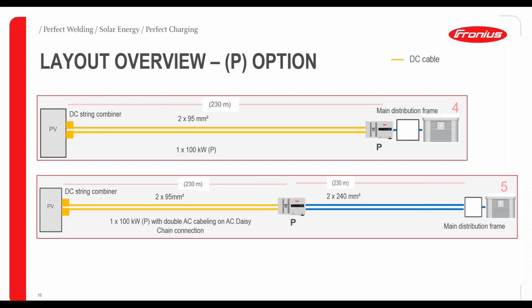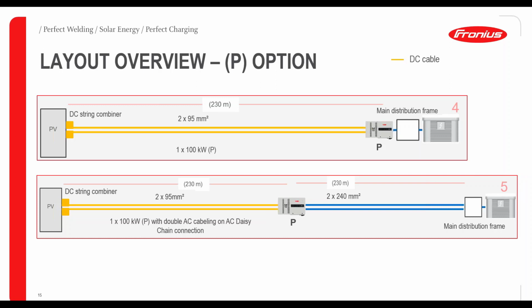So looking at the P option now, where would we use this? Of course, in a central solution, in a central topology. We have DC string combiner boxes near the modules. We collect all of them and then run big DC cables up to 95 square millimeters to the Tauro inverter. And as we can see here on top, 230 meter distances would be no problem with this solution. Because of the high DC voltage, 700, 800 volts on the DC side, it's even less of a problem with greater distances regarding the power losses, the cable losses. That's also why we want to use longer DC cables when we have longer distances to run.